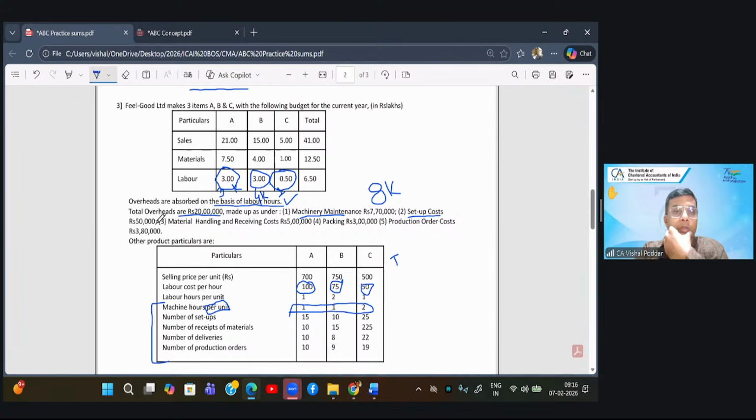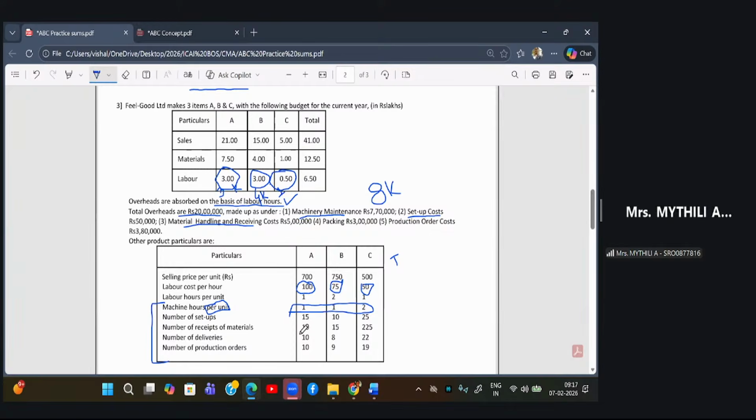So this setup cost of 50,000 divided by 50 setups will be the driver rate for the second activity. What will be the base for the third activity, material handling? What will be the base? That's also machine hour per unit.